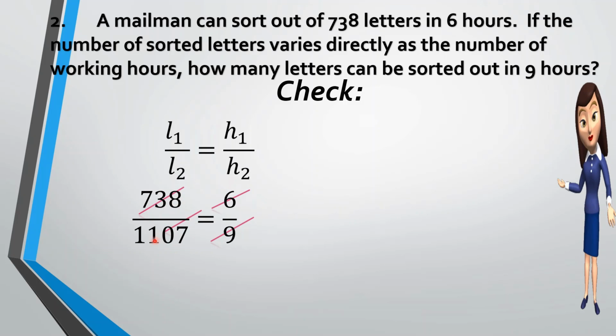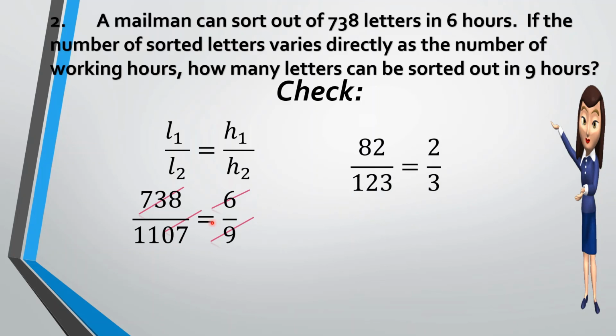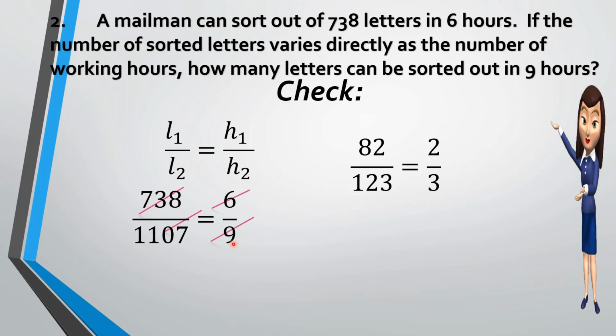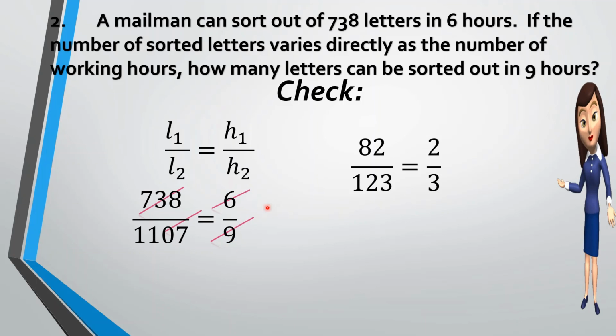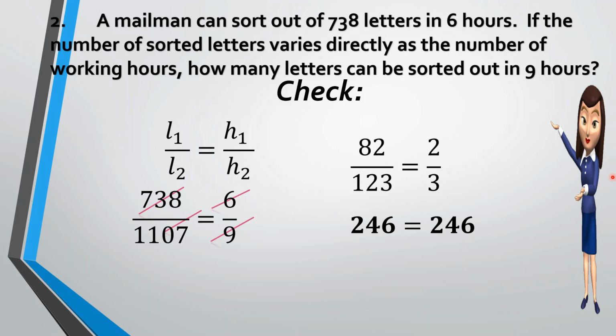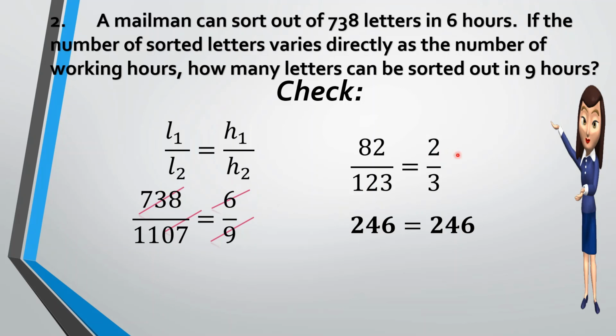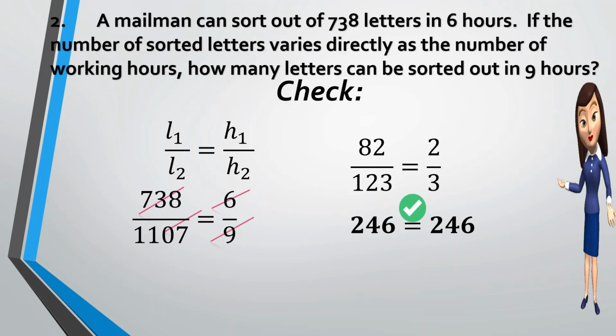738 and 1,107 can be divided by 9. When we divide by 9, we have 82, and 1,107 divided by 9 is 123. And 6 over 9 can be divided by 3, so it becomes 2 over 3. Then let us cross product. If we multiply this, 82 times 3 is 246 and 123 times 2 is also 246. And that is correct.